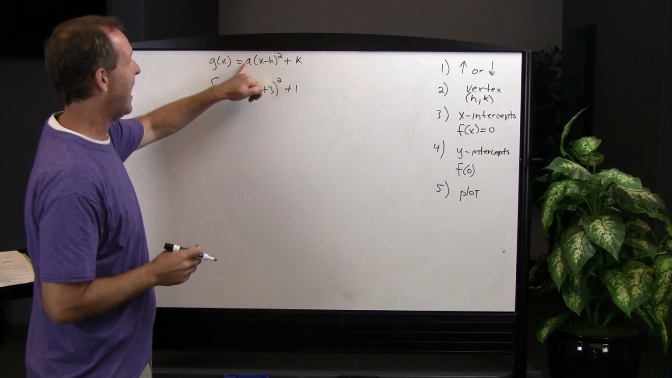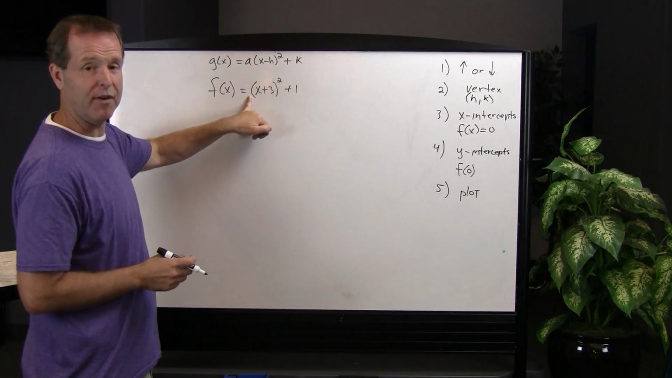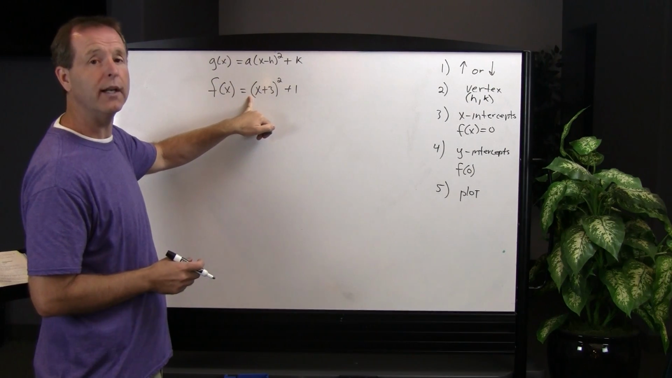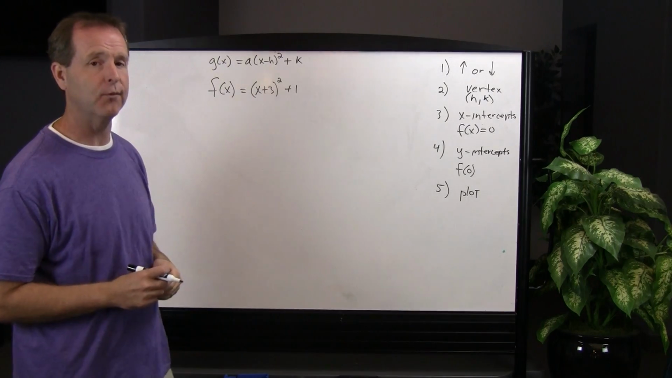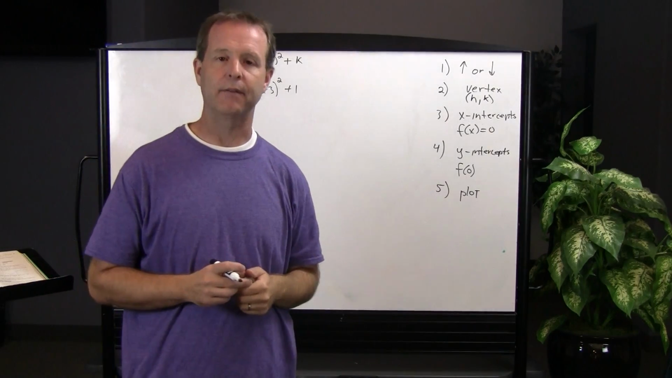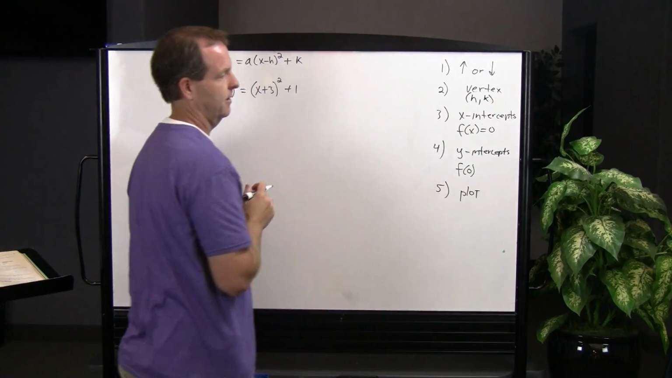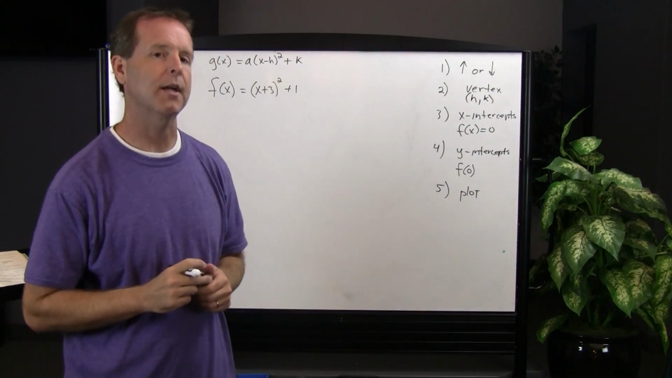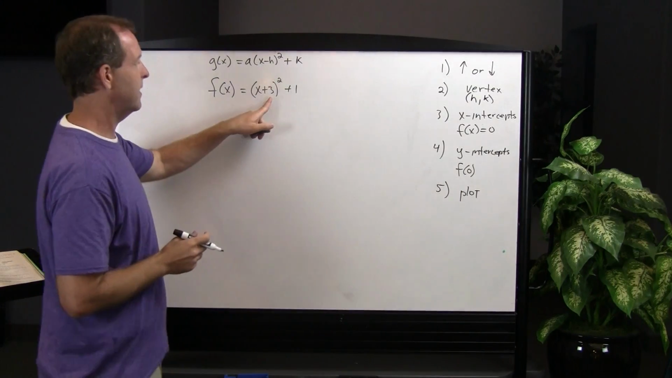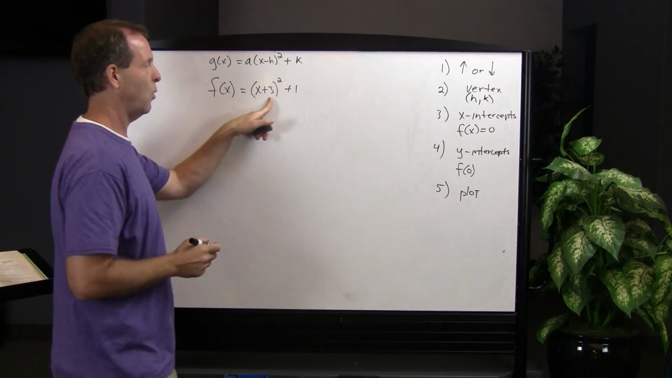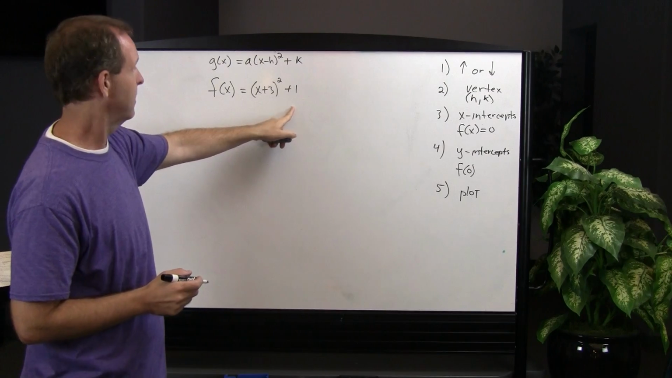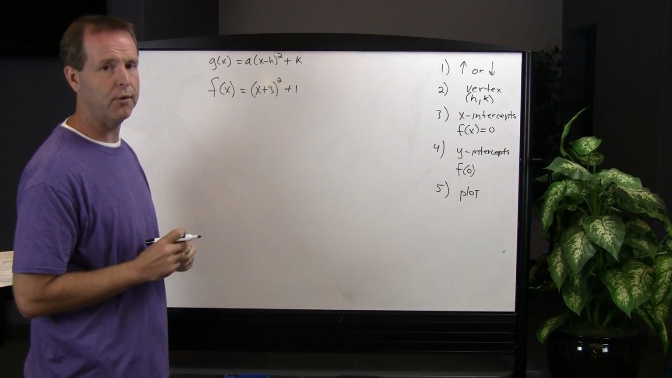So I look at my a, in this case not even written, so it's an understood 1, and it's an understood positive 1. So I know that this graph opens up. The second thing I want to look at is its vertex. And this is where it's tricky sometimes, because we would look at this and think that our vertex is the point (3, 1), because in the h spot there is a 3.